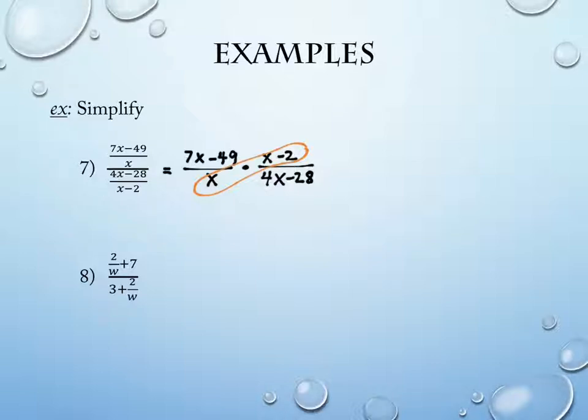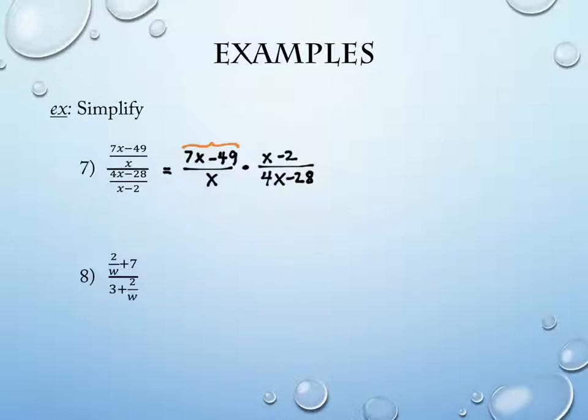Nope, because they're terms, not factors, right? No reducing I can do in that step. But on this one, it's much harder to look at that, the way it's written, and say yes or no, isn't it? It is. So in order to do it, we're going to have to actually take each piece and factor it. So let's consider the 7x minus 49.